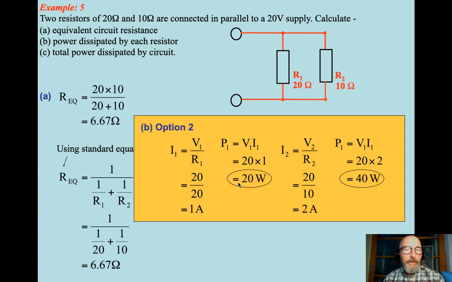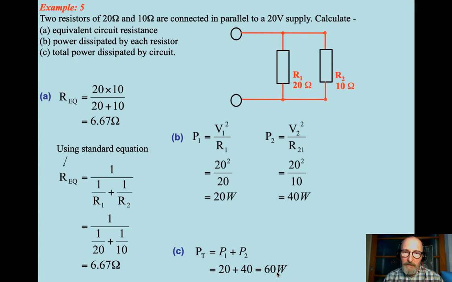So they were two different ways to work out power. First way, using the expression V squared on R, second way using V times I, okay? And then the total power there, 60 watts, the sum of the different powers in each branch add up to equal the total power dissipated by the circuit.